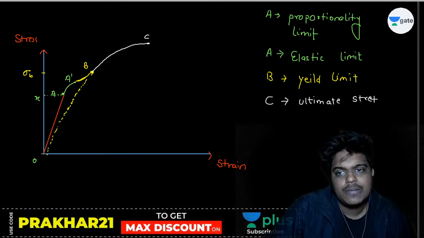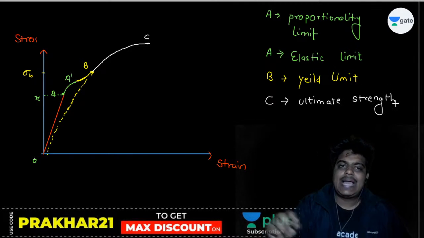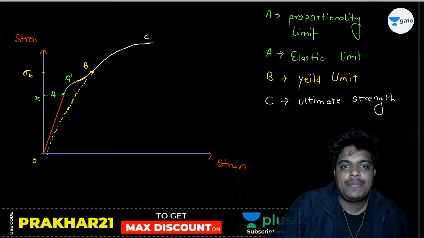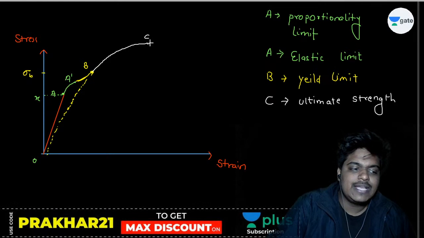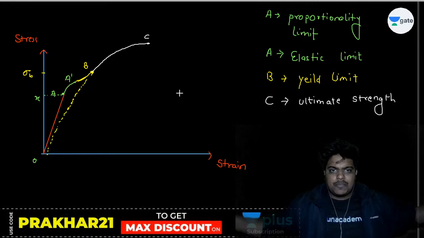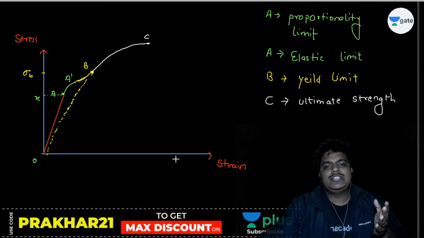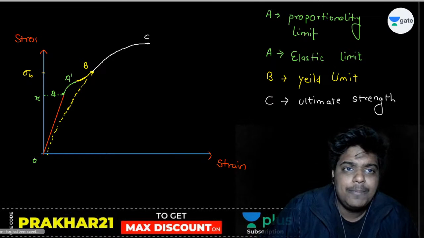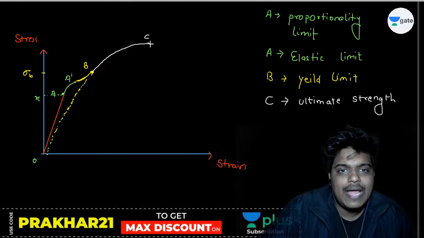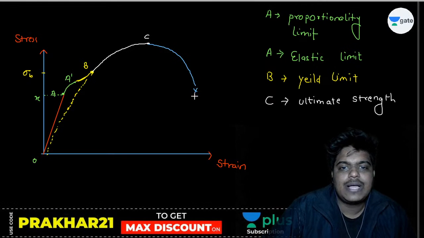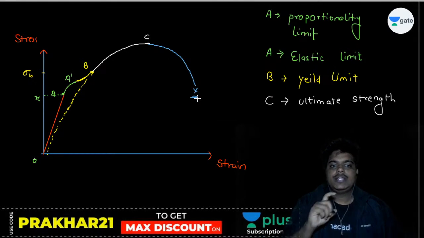Ultimate strength. If you try to apply stress more than C, it will break. If you are increasing the strain, strain means change in shape, if you are trying to change the shape much more, it will then break and come down. There is a fracture.